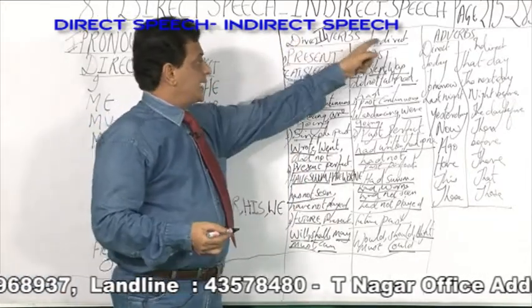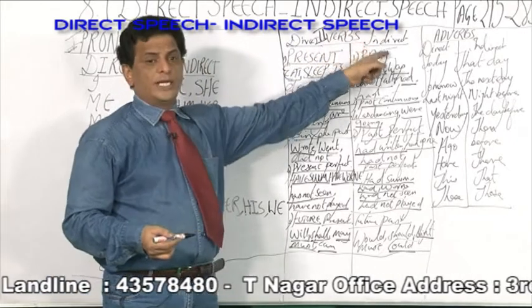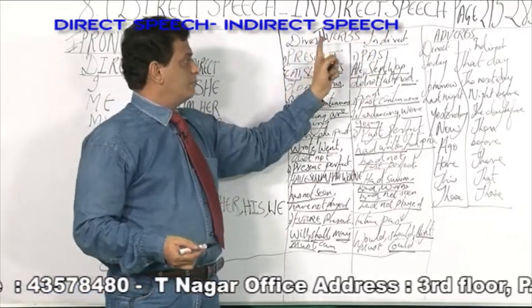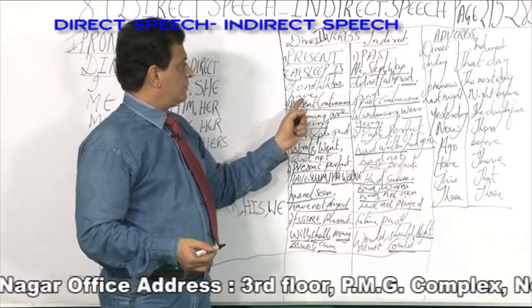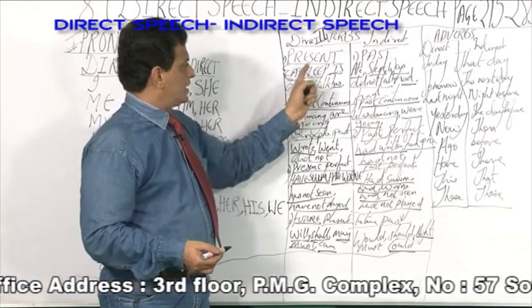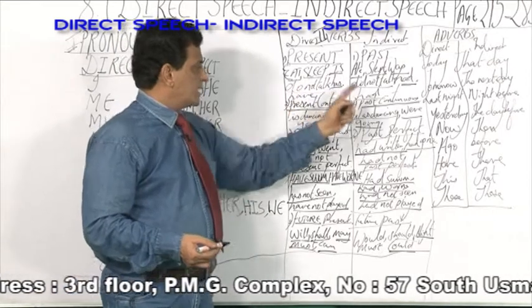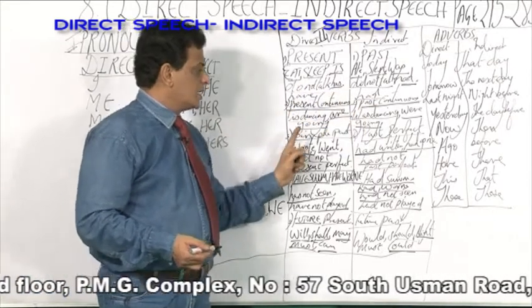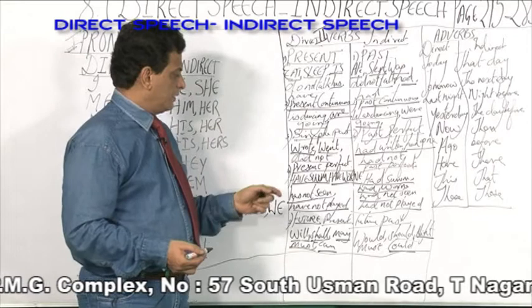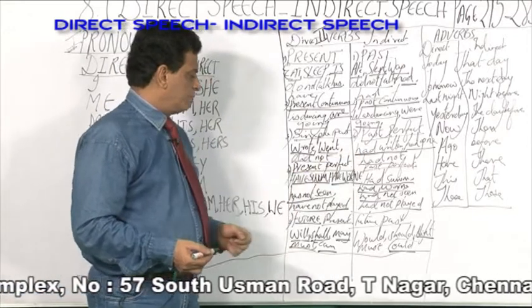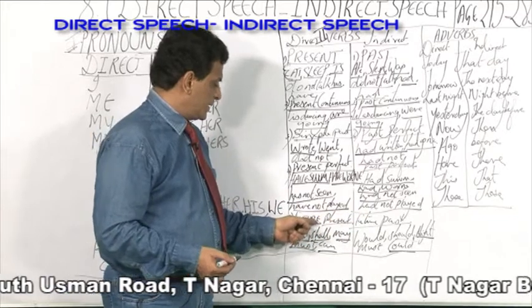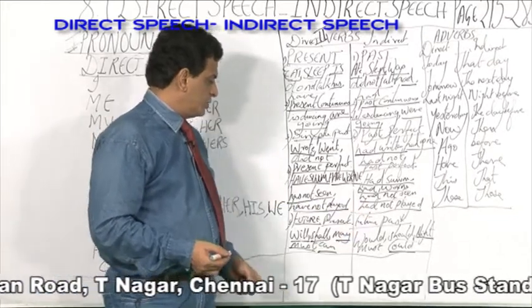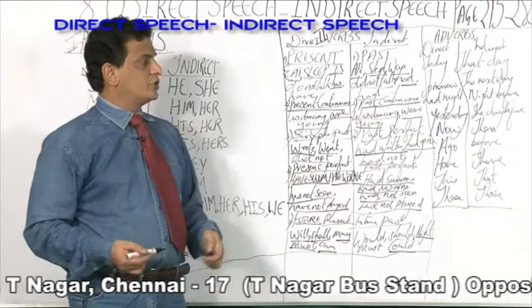So, direct to indirect verb changes. Simple present is changed into simple past. Present continuous is changed into past continuous. Simple past is changed into past perfect. Present perfect is changed into past perfect. Present modal verbs are changed into past modal verbs.